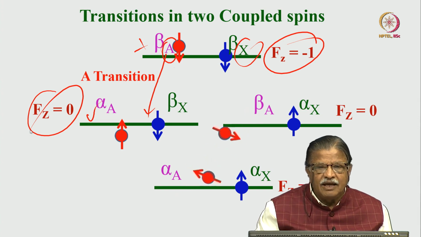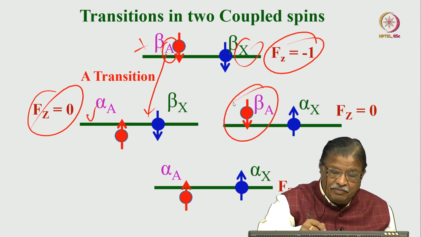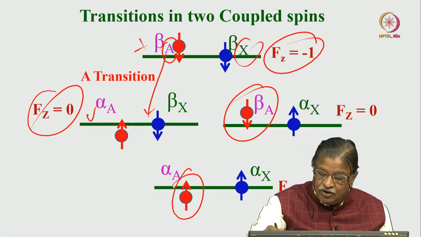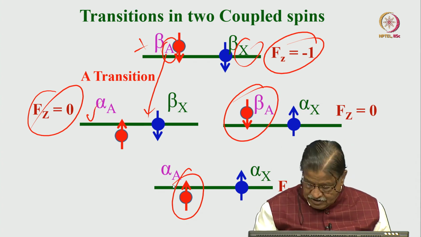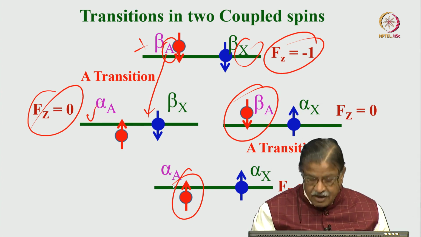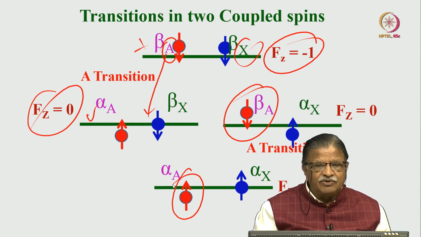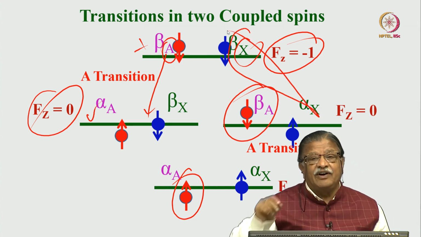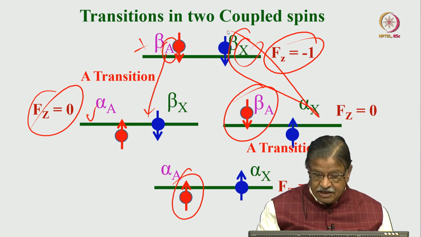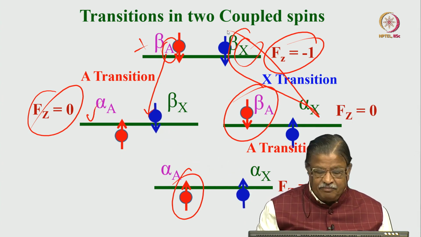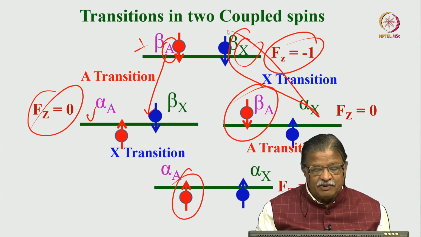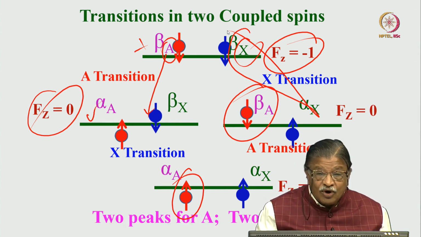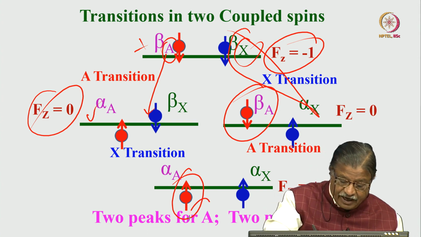Now, what about this one? Here also a beta spin is changing to alpha and vice versa, again the A spin. This is 0 to 1, an allowed transition, and this is also an A transition. What about this one? Minus 1 to 0, that is also an allowed transition, but notice here the X spin is changing its state from alpha to beta and vice versa. Similarly, this is also allowed, plus 1 to 0, again here the X spin is changing its state from alpha to beta and vice versa. So, there are four transitions in two coupled spins, two for A and two for X.